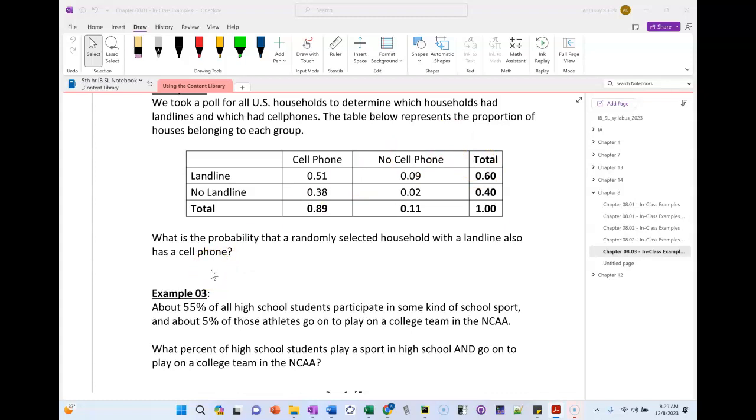So again, this is a conditional probability question, because you have a landline and also a cell phone. So given that you have a landline, do you have a cell phone? So it's probability of cell phone given landline. Okay. So the intersection, cell phone and landline is 0.51. And your total landlines is 0.6. So 0.51 divided by 0.6, or 51 out of 60. Everybody okay?